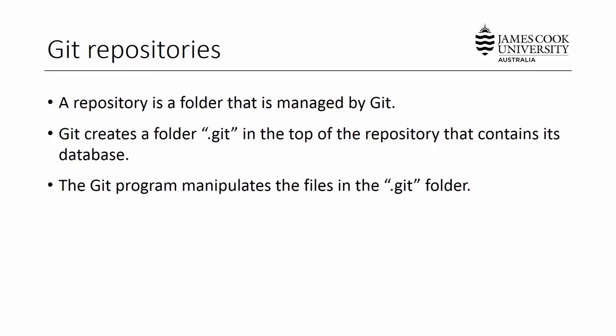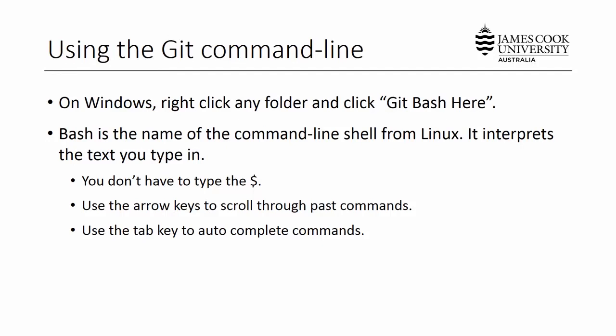So whenever you do that, Git creates a folder titled .git, and it's actually a hidden folder at the top of the repository that contains all of the Git management database. So whenever you see a folder titled .git, that means you're inside of a repository. And the Git program will manipulate all of those files automatically. You don't want to manually change files inside of that hidden folder. So let's actually create a repository using the command line interface.